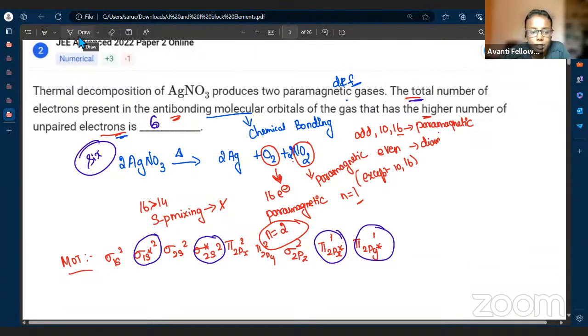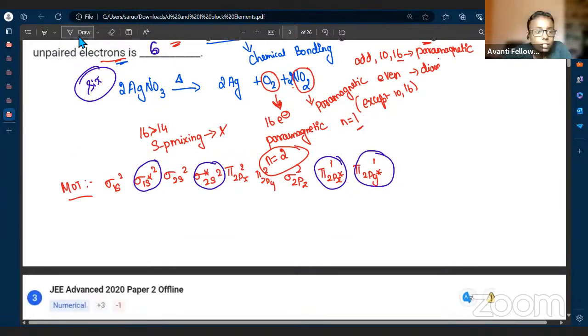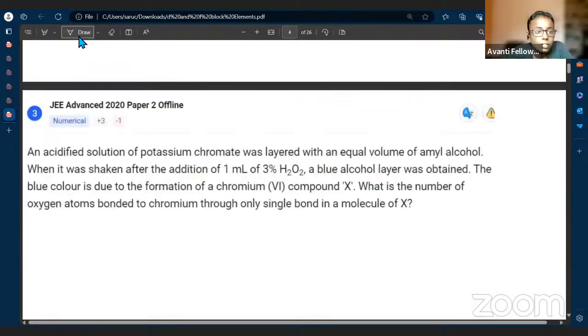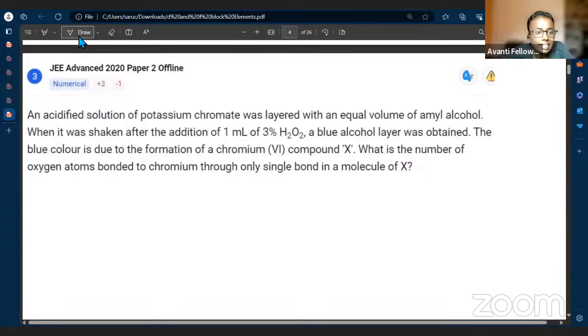The next question is: an acidified solution of potassium chromate was layered with an equal volume of amyl alcohol, and after the addition of 1 ml of 3% H2O2, a blue alcohol layer was obtained. The blue color is due to the formation of a chromium 6 compound. What is the number of oxygen atoms bonded to chromium through only single bonds in a molecule of X? That is the question.